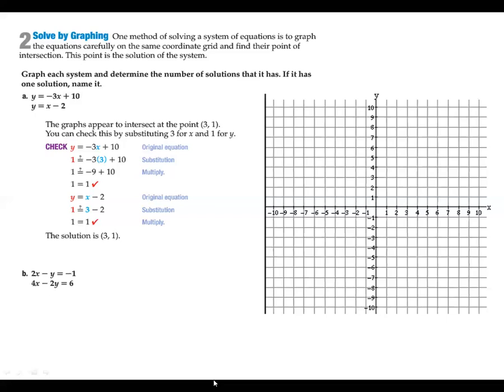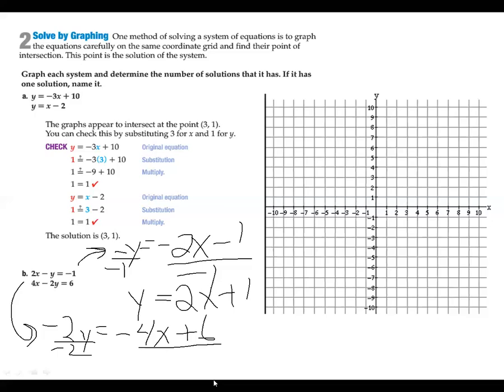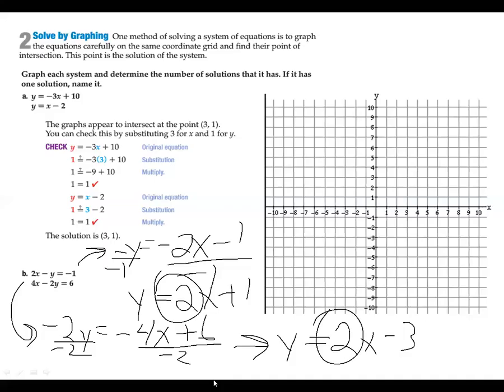Now you can use intercepts, but I want to show you something here. If I solve this equation for y, negative y equals negative 2x minus 1, and then divide by negative 1, you get y equals 2x plus 1. If I solve this one for y, I would get negative 2y equals negative 4x plus 6, divide by negative 2, and you would get y equals 2x minus 3. You can see that these two equations have the same slope.